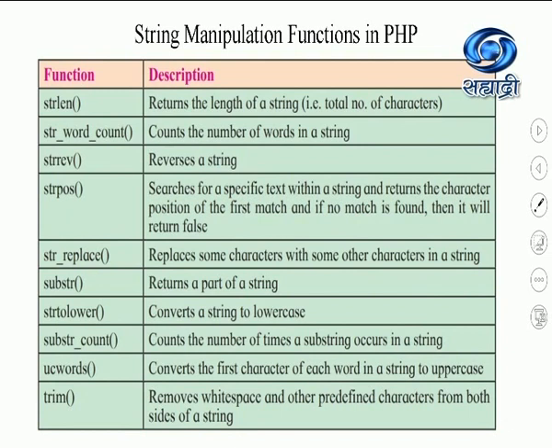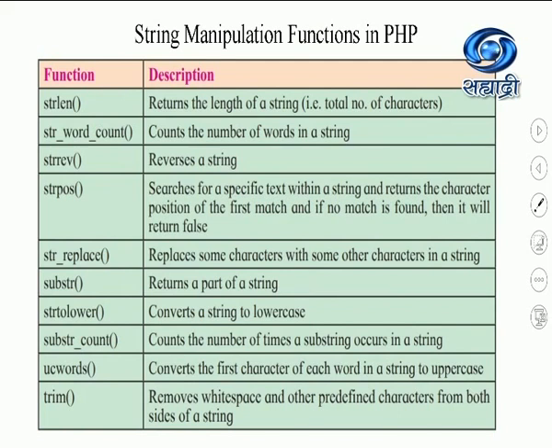String replace is going to replace some characters with some new characters. Substring is going to return the part of a string. To lower will convert into the lowercase. Substring count is going to count how many times the particular string or a letter occurs in your string. UC word is going to convert the first character of each word in uppercase, and trim is going to remove the white spaces.